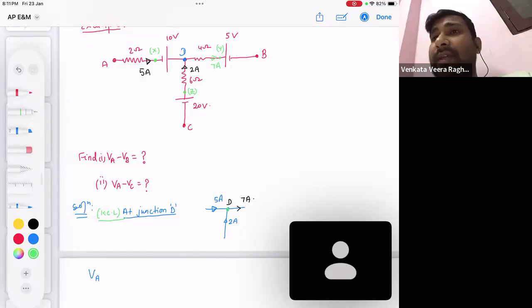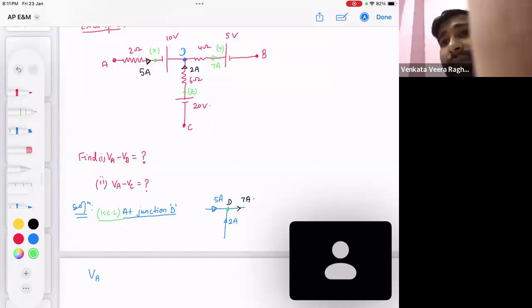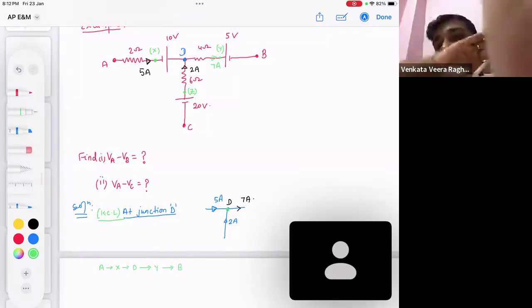Okay. So tell me, I will go from A to B. What path will I follow if I go from A to B? I will go from A to X, then X to D, then to Y, and then I will reach the point B.